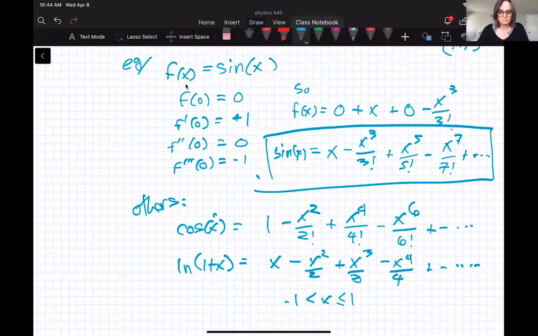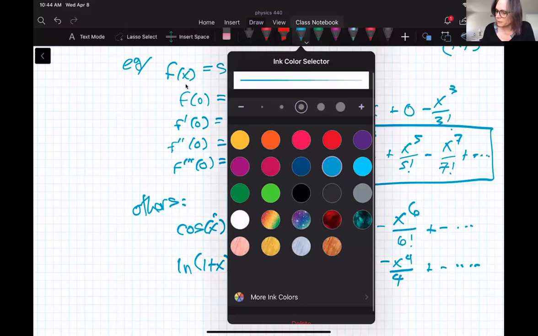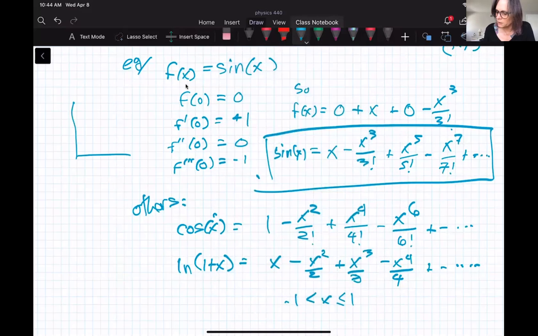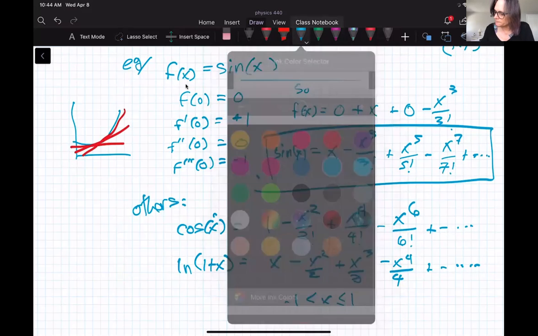Okay. So that's Taylor expansion. Again, just to remind you, what we're doing is looking at a function and saying successive approximations of the change in the function around a particular point.